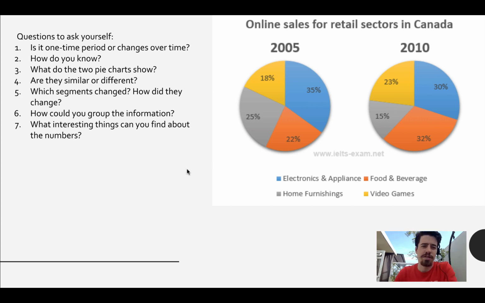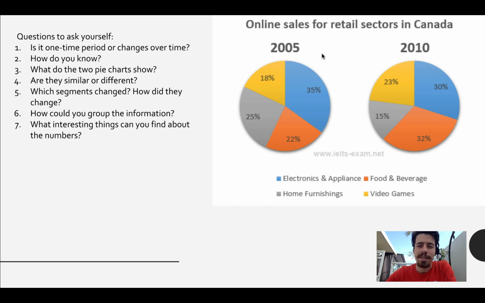Okay, welcome back. I trust you answered the questions and you've written down a few notes. So we'll go over a couple of things. This pie chart shows one time period. The time period is 2005. So you'll do some comparisons here. This pie chart shows 2010. So you'll do some comparisons within the pie chart here.